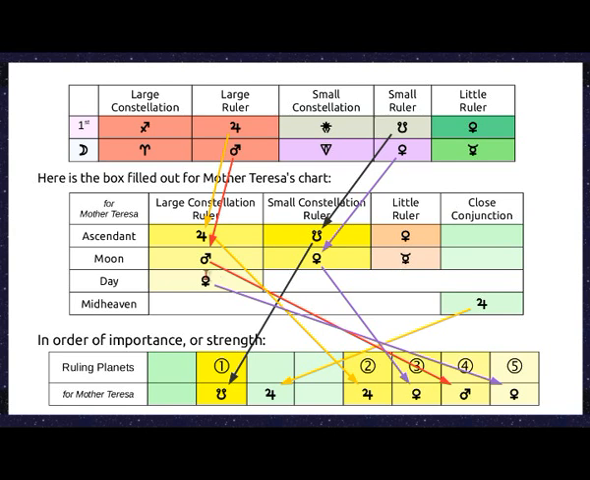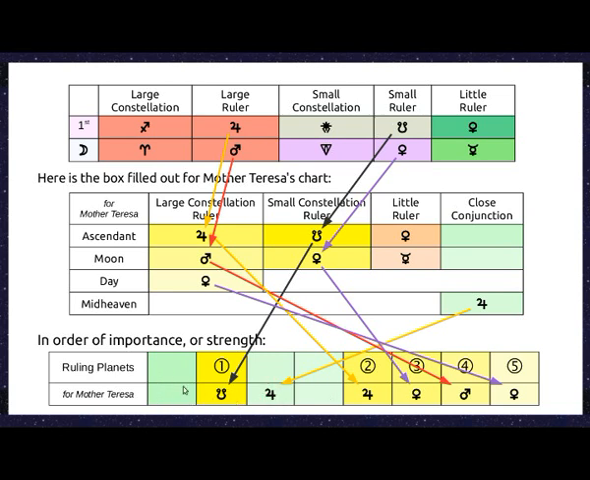And we know she was born on a Friday, ruled by Venus, and so Venus goes in this box. We also know that there is a close conjunction of Jupiter to her midheaven, so Jupiter is a ruling planet here. So we're going to put these in order of strength. The strongest ruling planet is the one right here in this position, the small constellation ruler of the ascendant. So position number 1, we have the dragon tail. The next ruling planet is Jupiter, because it was conjunct her midheaven.